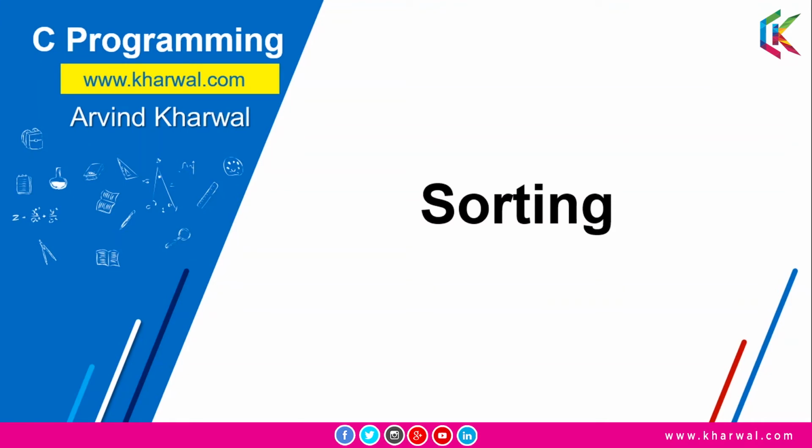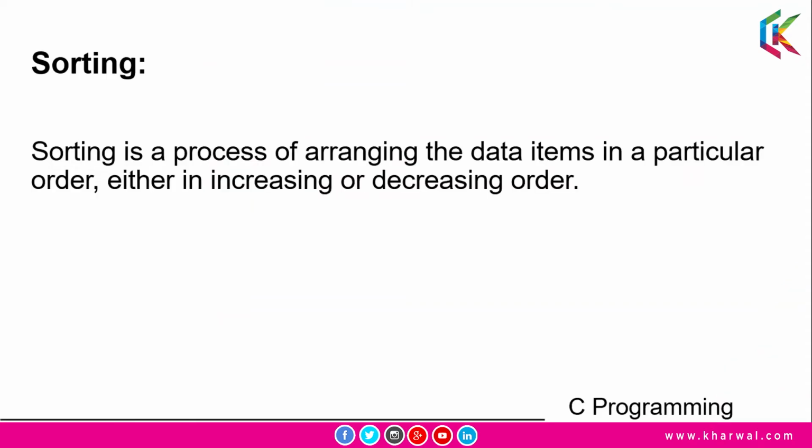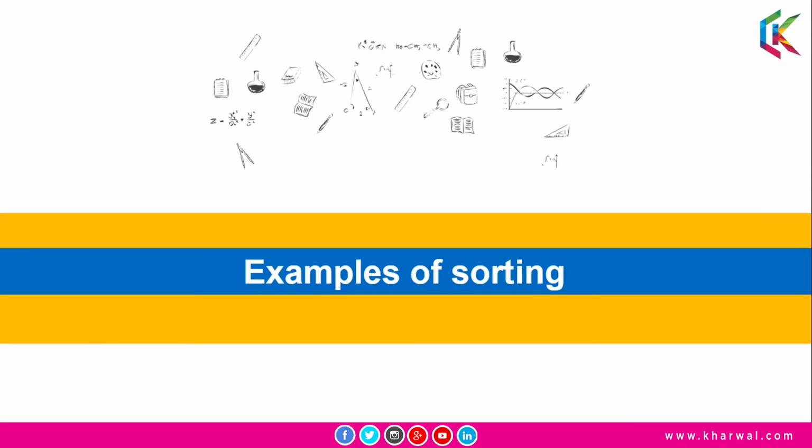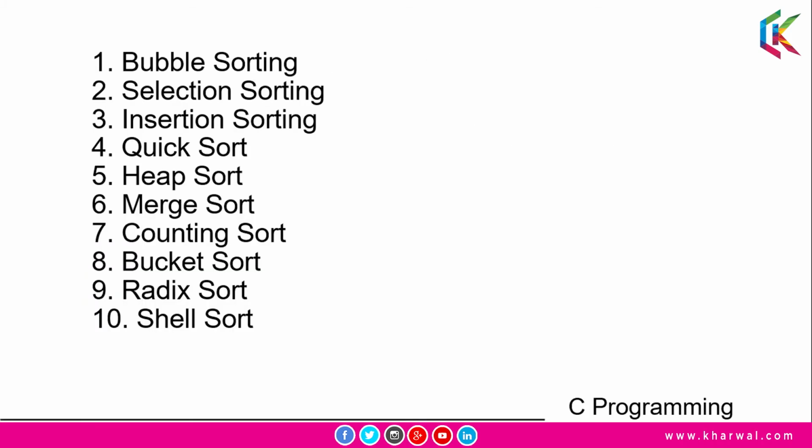And in this session, we are going to discuss sorting in C programming. So let's get started. Sorting is a process of arranging the data items in a particular order, either in ascending order or descending order. So guys, let's go ahead and we'll discuss examples of sorting.